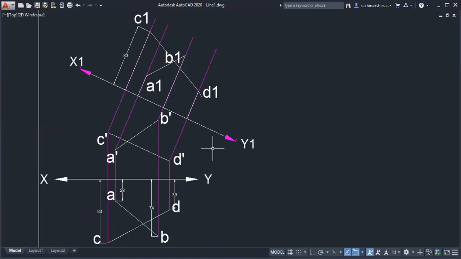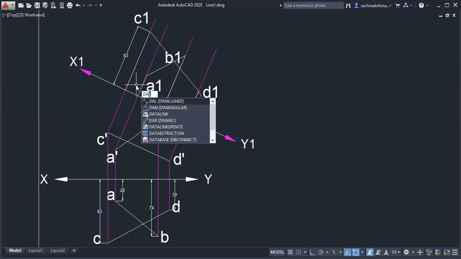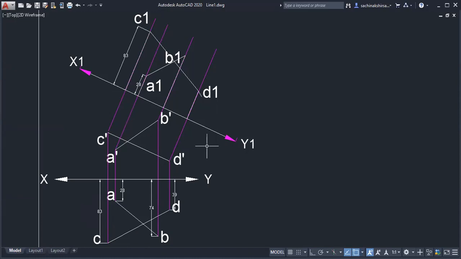So in my case, we got A1, B1, C1, and D1. Now, what is our next step? In this view, what can we say?